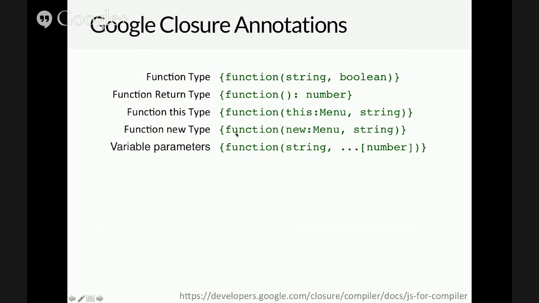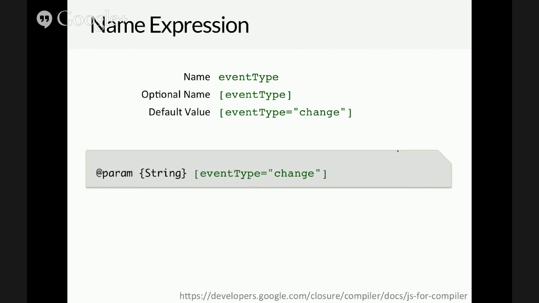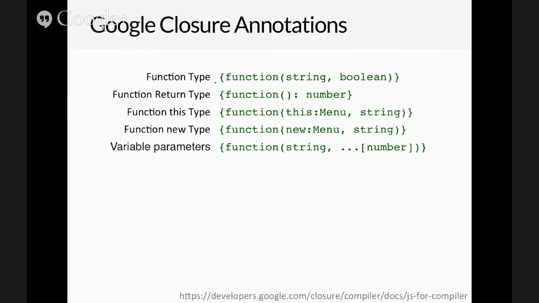This is a function that's going to be called with the new operator and is creating a new menu instance. And then finally, you can also say this is a function that's going to be called with a string followed by either nothing or an indeterminate number of numbers. So that's a type expression.